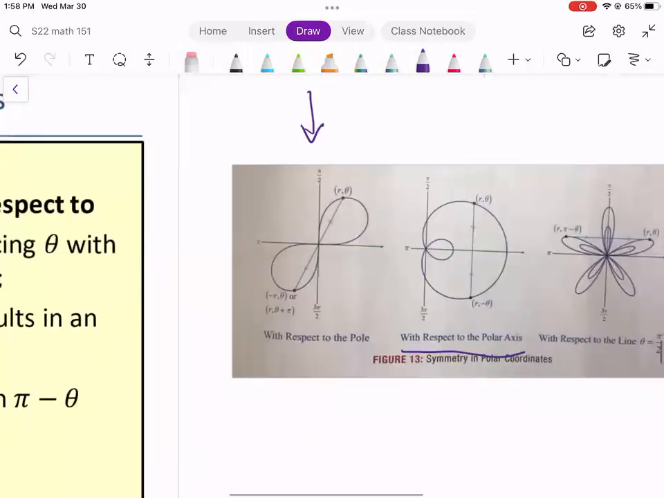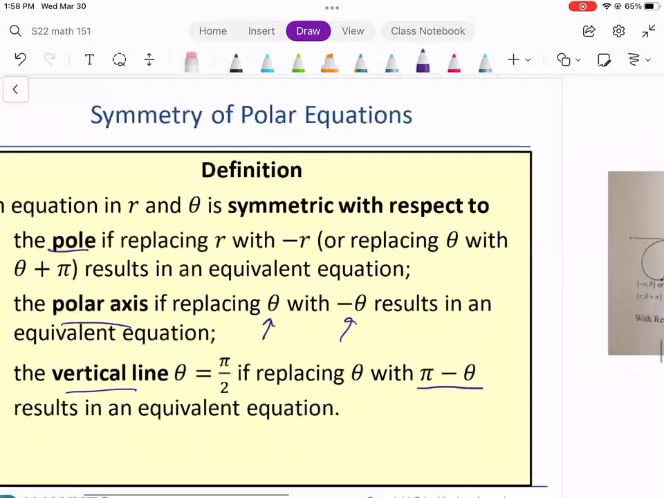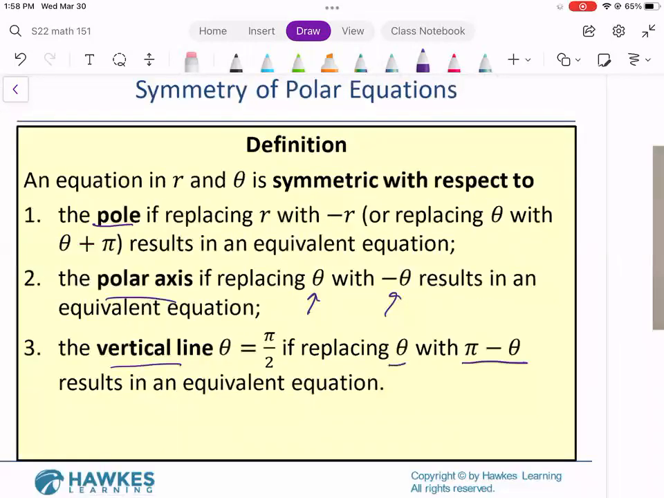And last but not least, it's symmetric with the line pi over 2 if we replace theta with pi minus theta and get an equivalent equation.